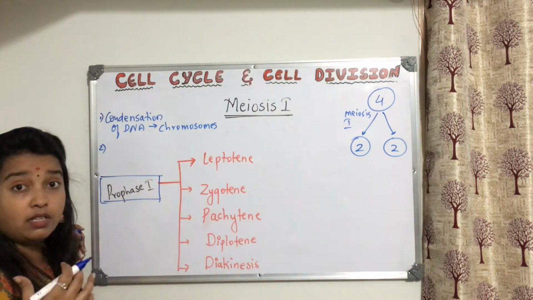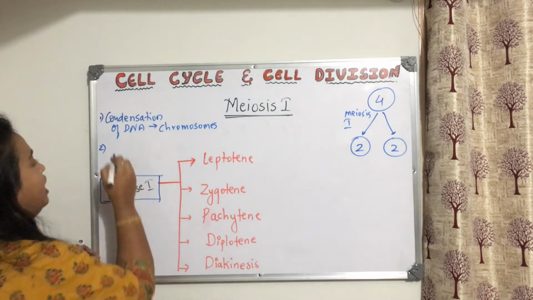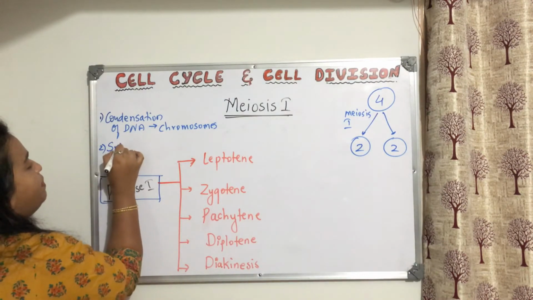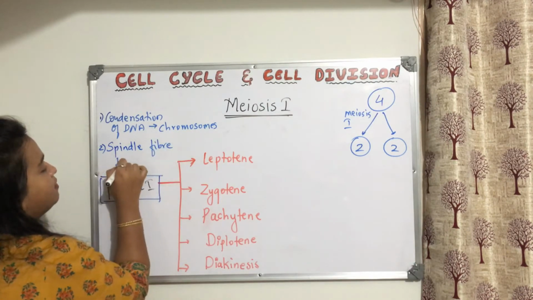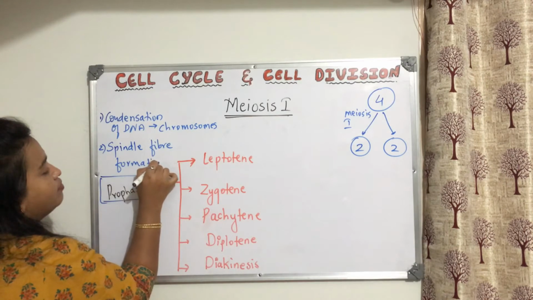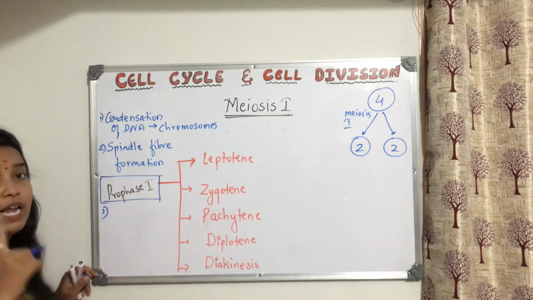Next is metaphase. Their spindle fiber should be there. Then where will it start forming? It will start forming here. So spindle fiber formation will start. Right? Again, another two points. Third thing, what should happen?